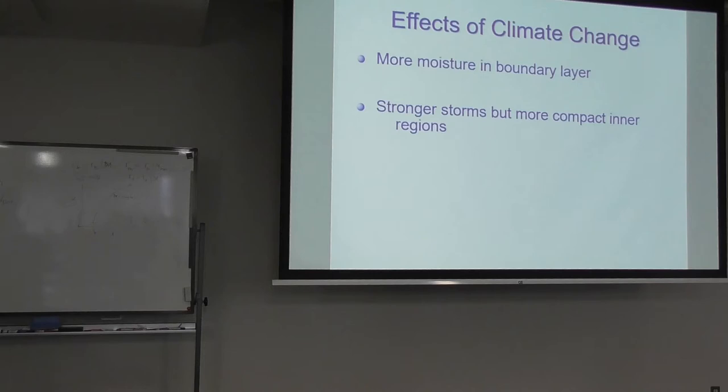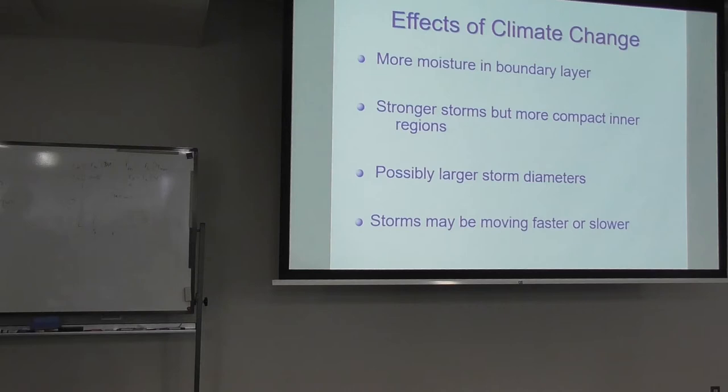Everything else being equal, if you have a smaller core, it's not going to rain as long, and so that will work to reduce rainfall. But the storm diameters might get bigger. It's not out of the question, though we don't know that they will. And storms might be moving faster or slower. All of those would affect the damage that tropical cyclones could do.